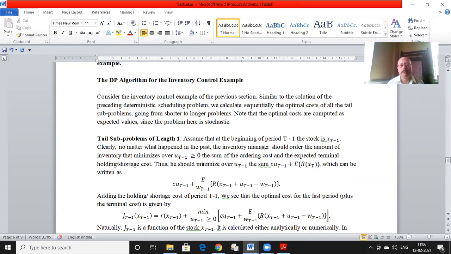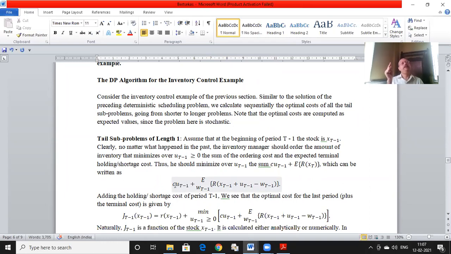No matter what happened in the past. And how should I order U_{T-1}? I will look at my cost from the T minus 1 point onward. And I want to minimize that cost. Now, what is that cost? If I order U_{T-1}, this is the ordering cost. This I know exactly, no problem. Per unit cost is small c.